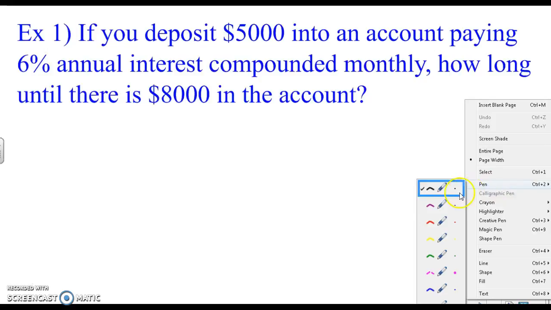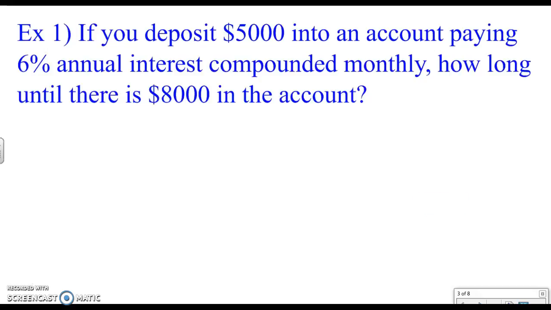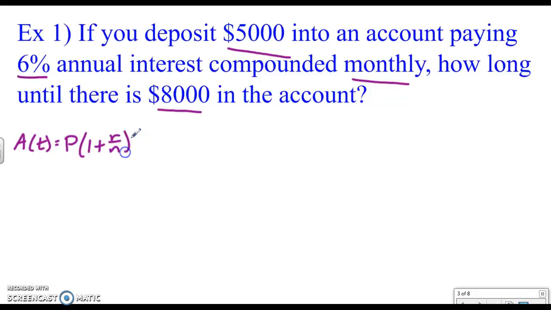If you deposit $5,000 into an account paying 6% annual interest compounded monthly, how long until there's $8,000 in the account? Okay, so we're starting with $5,000. We have 6% annual interest compounded monthly, and the final amount is $8,000. So we are going to go ahead and use the compound interest formula and plug everything we know in.